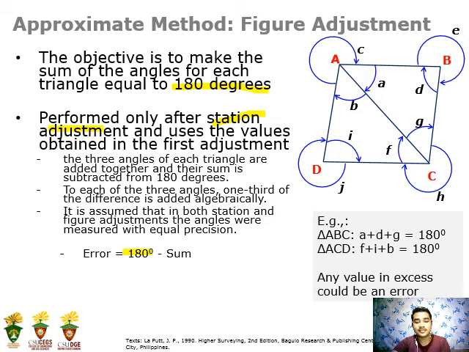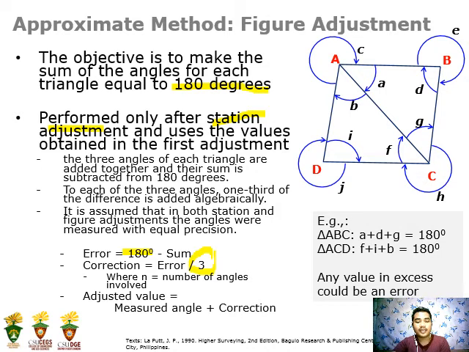180 degrees minus the sum of all the interior angles. Correction is error divided by 3 if ang imuhang figure is a triangle. So 3 man siya. And adjusted value is equal to measured angle plus the correction. Plus siya kay pag ma-negative man gani ang correction, so ma-minus lang gihapon siya.